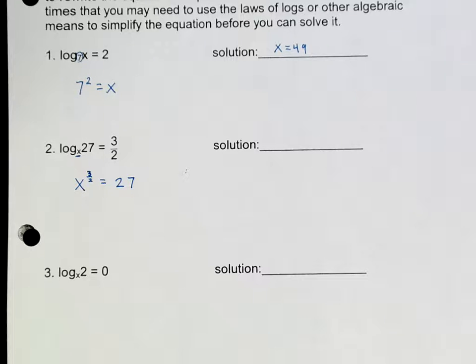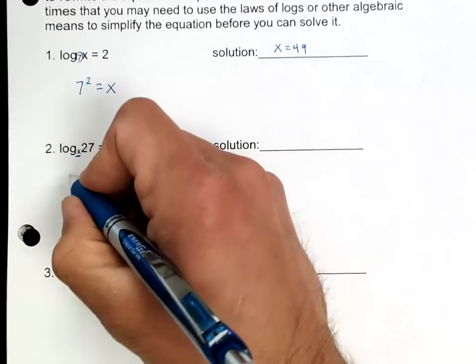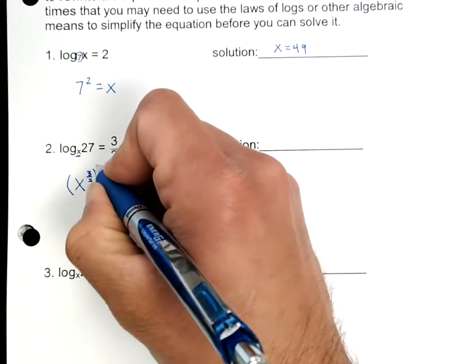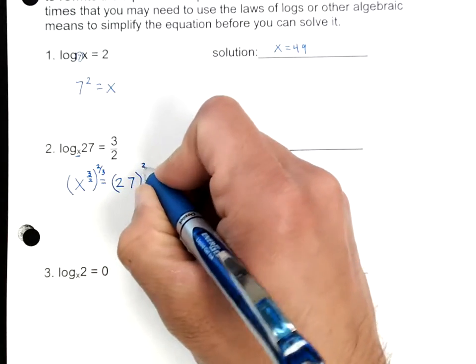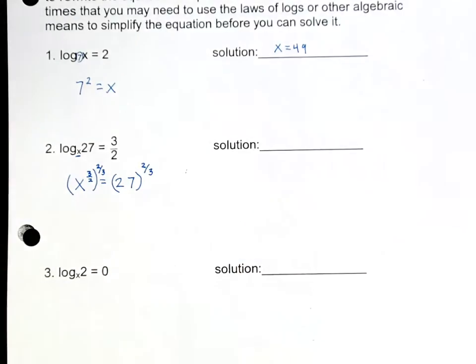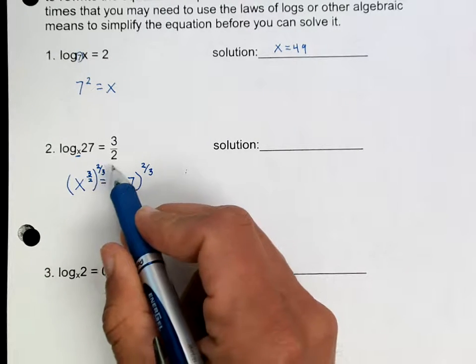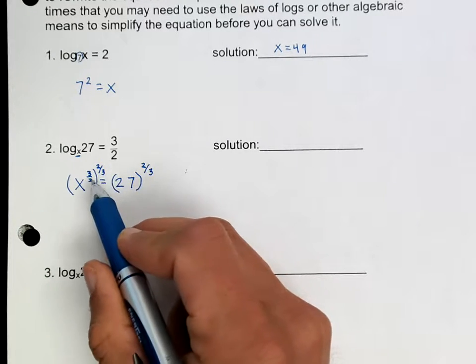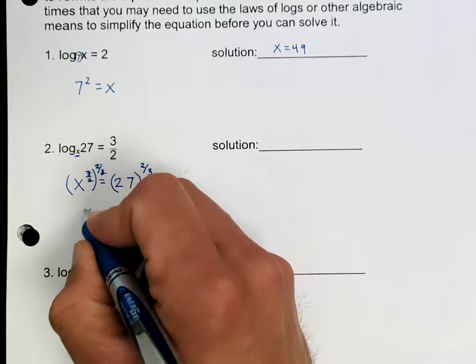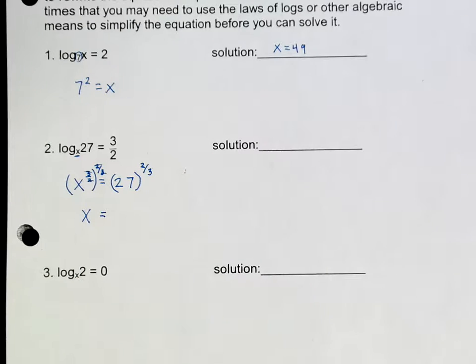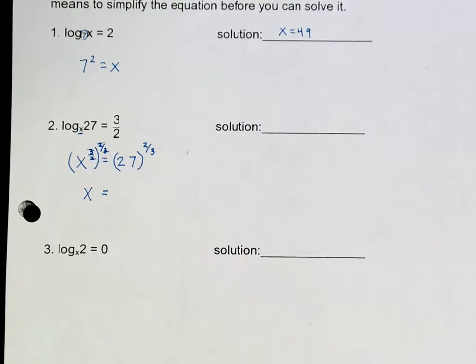All right, so then the question is, how do I get rid of this 3 halves power? You remember? Yeah, we're going to raise both sides to the 2/3 power. So I'm going to come to this side and raise that to the 2/3 power, which is the reciprocal. I'm going to raise this to the 2/3 power. Remember, when you have a power to a power, you multiply. And if you multiply 3 halves and 2/3, you get 1. So this is going to cancel completely out. So you have x.